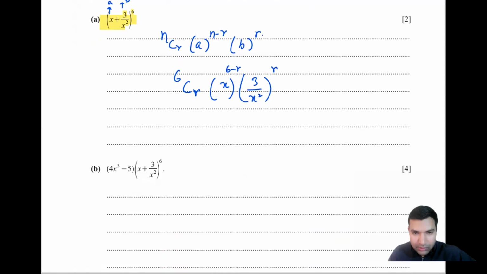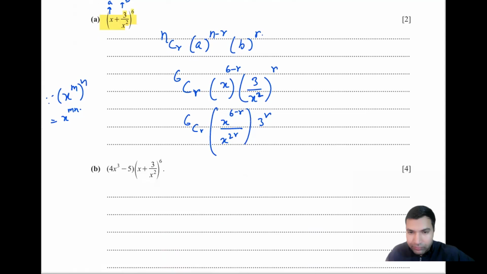Now simplify this: 6Cr, x to the power 6 minus r, 3 to the power r over x to the power 2r. I hope you get this because x squared is there. If I have x to the power m, whole thing to the power n, this is x to the power mn. Power to the power gets multiplied. Now, when bases are the same in division, the exponent gets subtracted. So x to the power 6 minus r minus 2r. So this basically becomes x to the power 6 minus 3r.